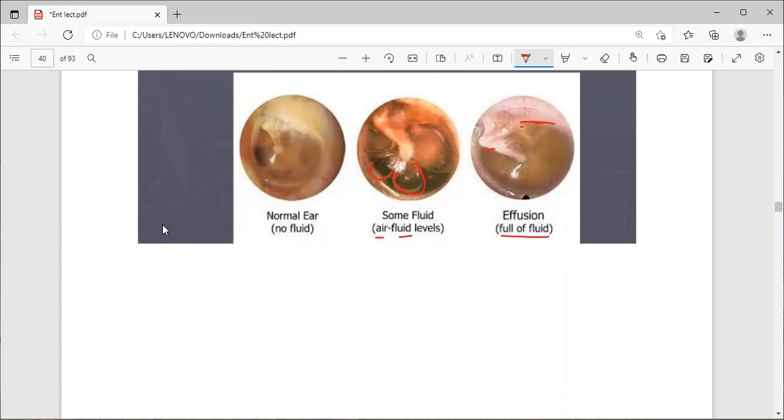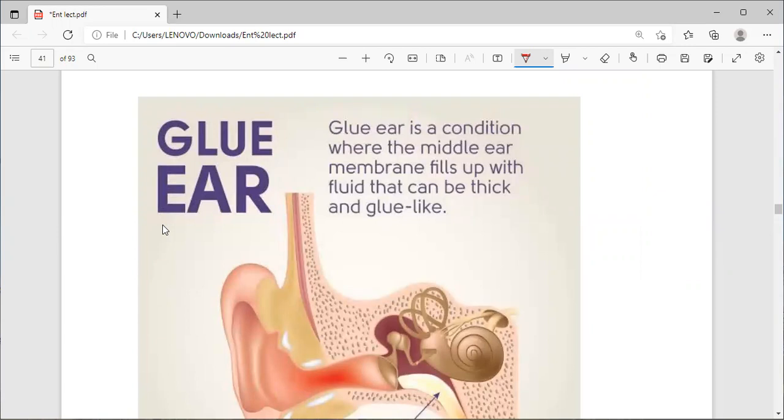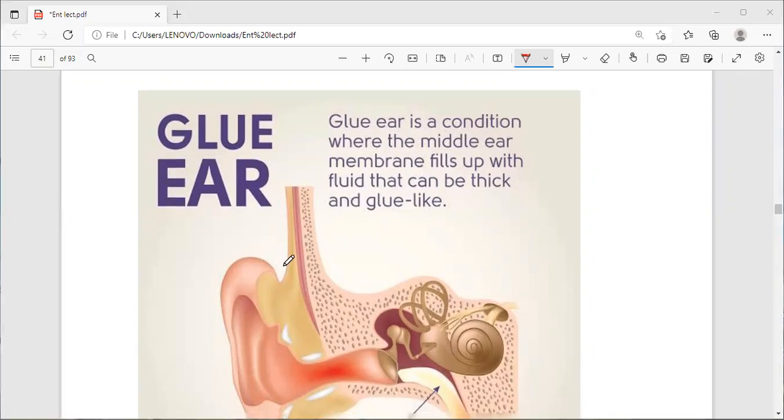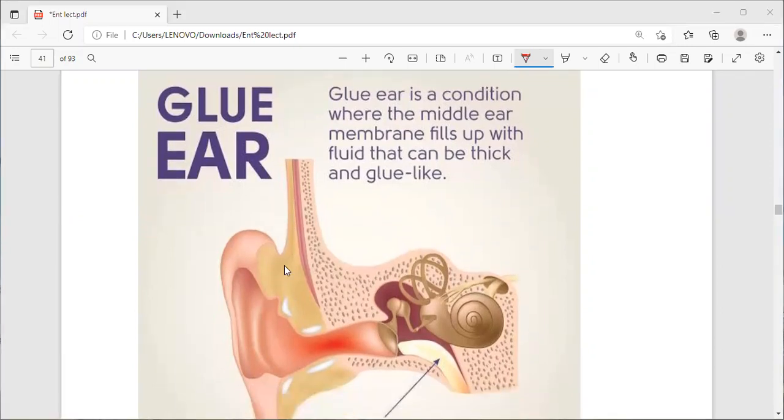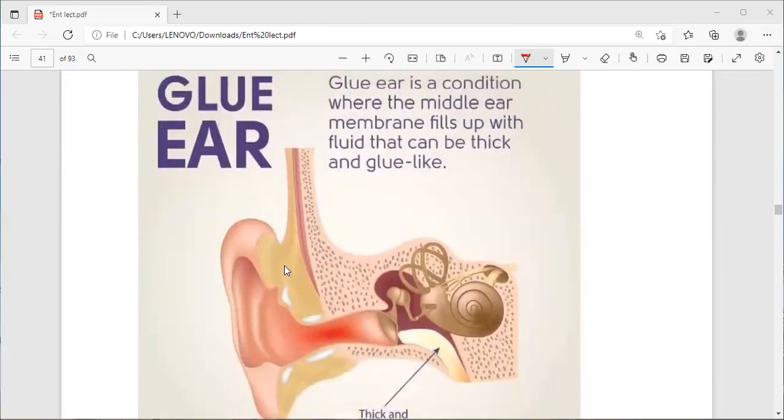Now this is a normal ear. Now what is glue ear? Glue ear is a condition where the middle ear fills up with fluid that can be thick and glue-like. Okay, here you can see. Now this is a glue ear. Glue ear is when the middle ear fills up with a fluid that can be thick and glue-like. Now this is a thick, glue-like fluid.